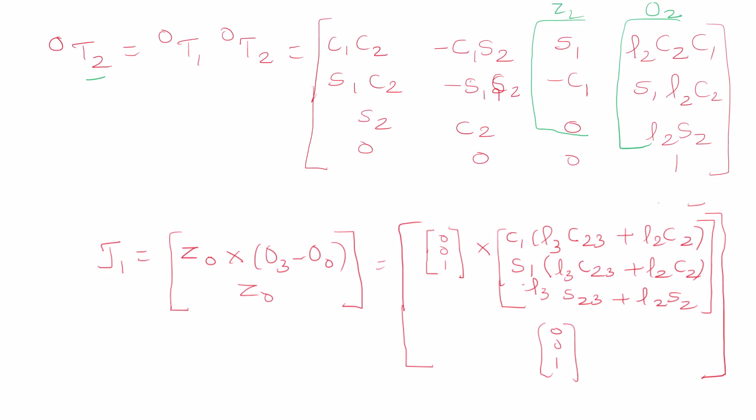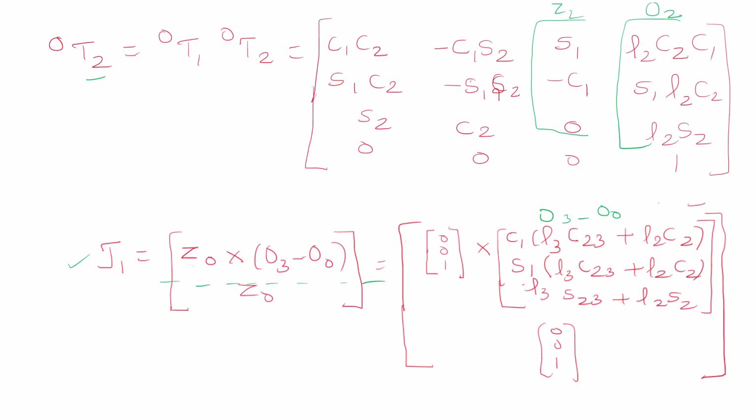As I told earlier, we have to get 3 columns of the Jacobian matrix. First we'll get J1. All 3 columns are related to revolute joints, so we'll use the linear and angular Jacobian formulas for a revolute joint. The first linear velocity component is the cross product of Z0 and O3 minus O0. So we just take the cross product of the two vectors, the Z0 vector and the O3 minus O0 vector.